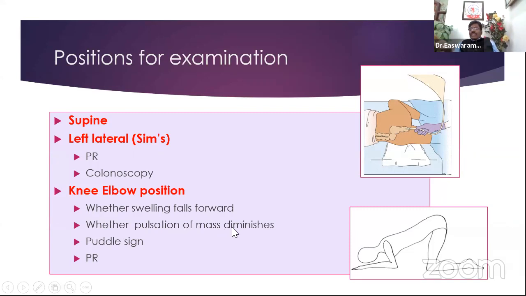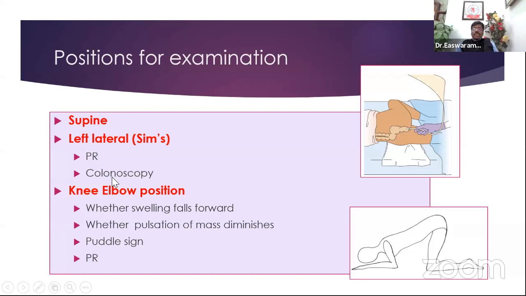For example, if there's a transmitted pulsation, it will diminish or be absent in the knee-elbow position in a pseudopancreatic cyst or ovarian cyst. Rectal examination can also be done in the knee-elbow position, but usually we do it in the left lateral position. That is called the Sims position.